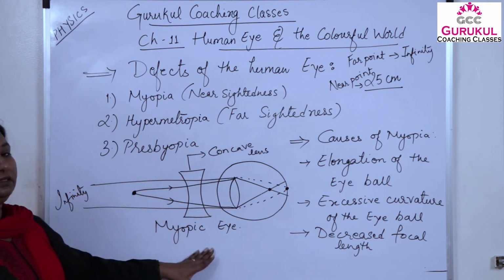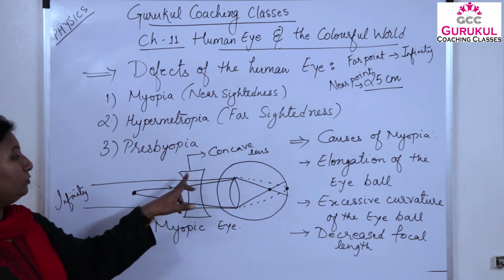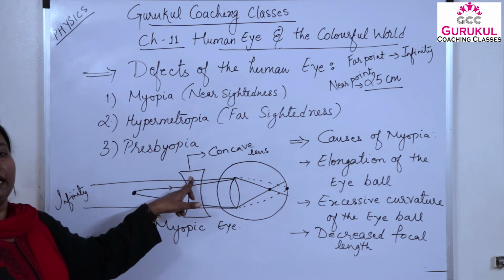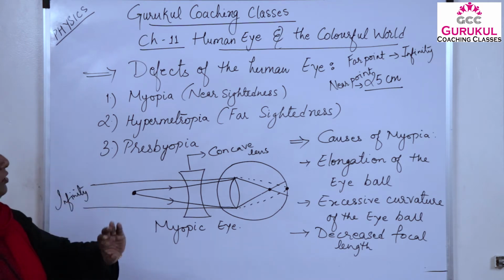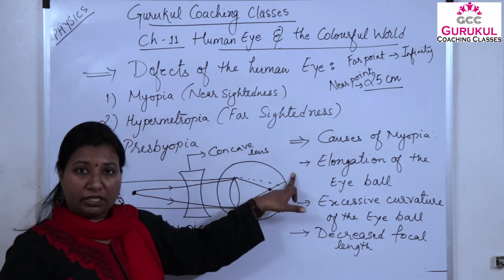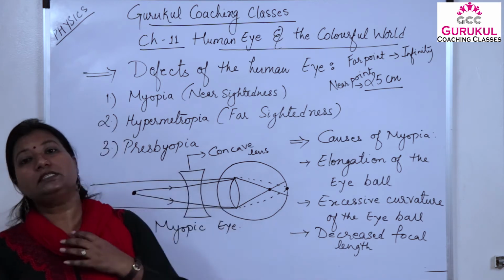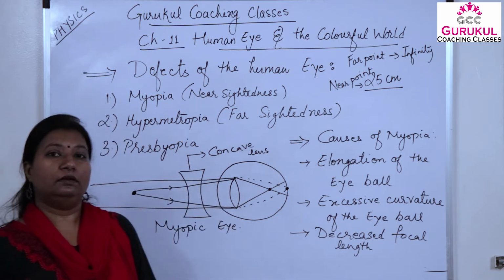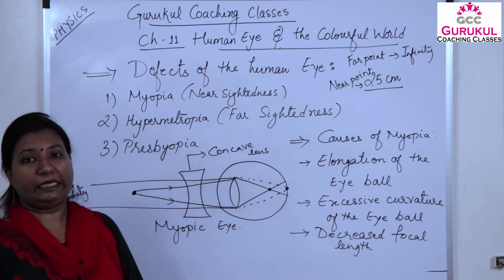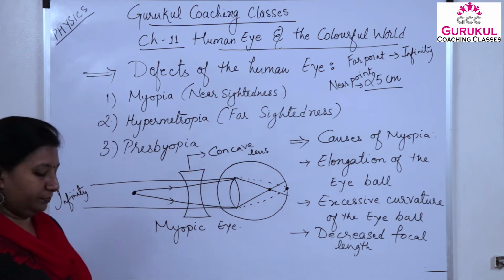So to rectify the myopic eye, we are using the concave lens as a rectification lens, right? The main causes of myopia are the elongation of the eyeball, excessive curvature of the eyeball, and the decreased focal length. And this generally takes place in young age.